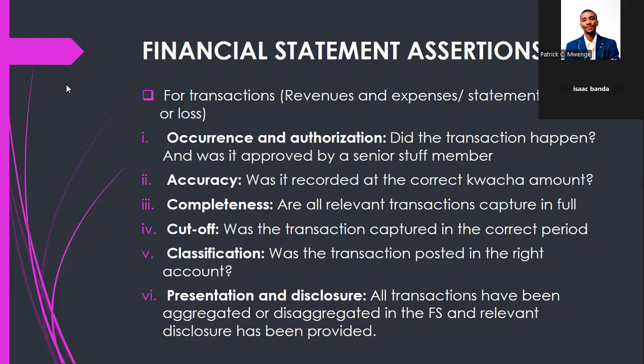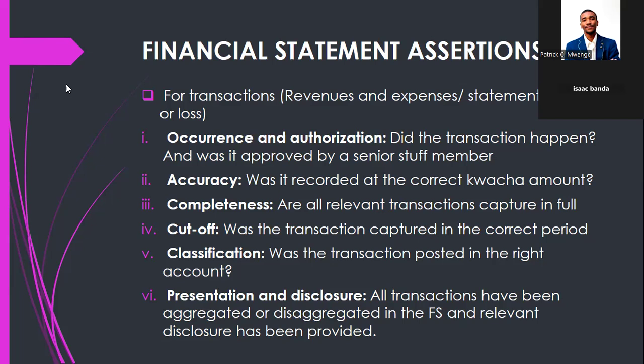Then presentation and disclosure: all transactions have been aggregated and disaggregated in the financial statements. So we all know, when you're preparing the trial balance, these individual accounts for suppliers and customers, they need to be aggregated in the control account, right? When they're aggregated, then we create that aggregated receivables amount. That's the one you post to the statement of financial position. So now, was this amount properly aggregated? Were these amounts properly added together? So this is what we ask when we ask for presentation and disclosures.